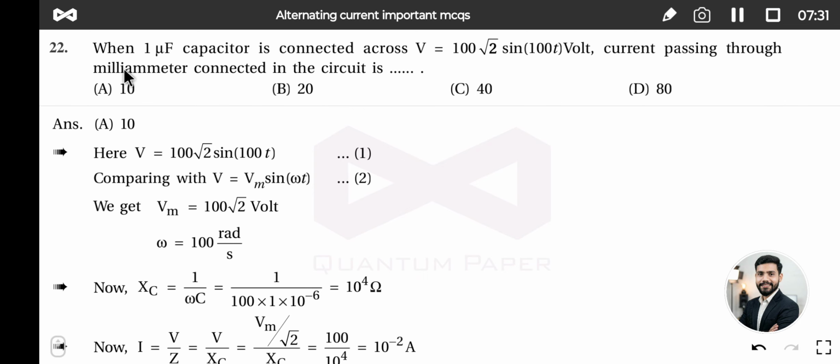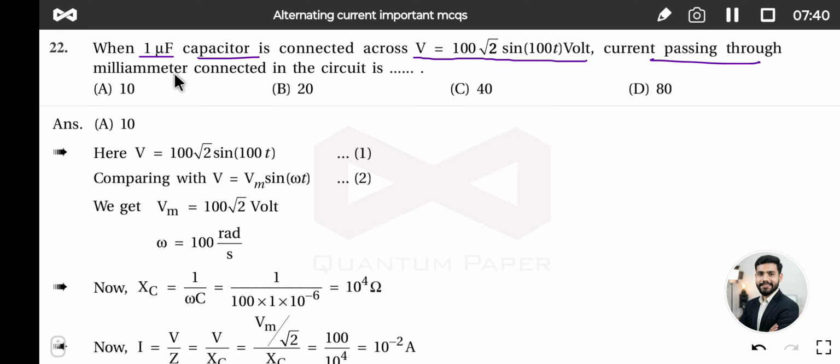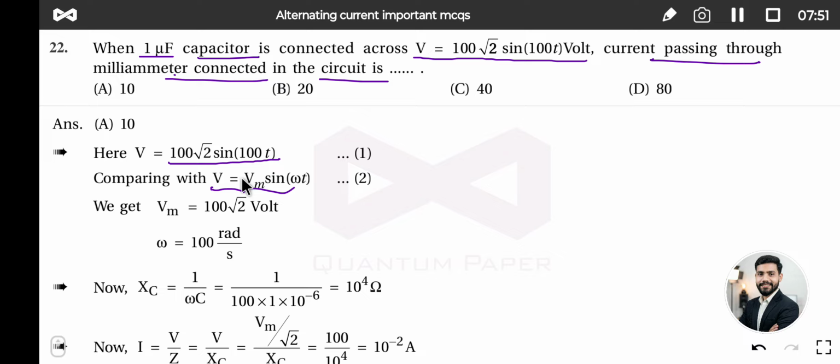The next question is: when a 1 microfarad capacitor is connected across V is equal to 100 root 2 sine 100 t volt, the current passing through the milliammeter connected in the circuit is? From this equation, if we compare 100 root 2 sine 100 t with our alternating voltage equation, V is equal to Vm sin omega t, we can say the value of Vm, that is the peak value of the voltage, is 100 root 2, and omega is 100 radian per second.